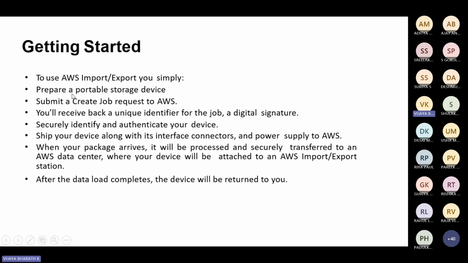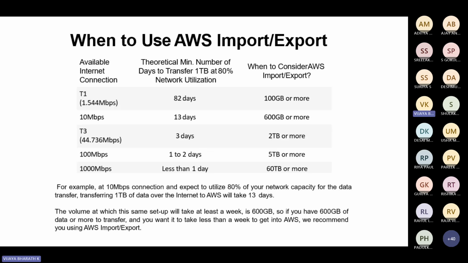You need to prepare a portable storage device using import and export. You can create a job, a request in AWS. They'll get the job identifier and the digital signature. Once it is authenticated, they will connect your device and supply it to AWS. They will return the device to you.